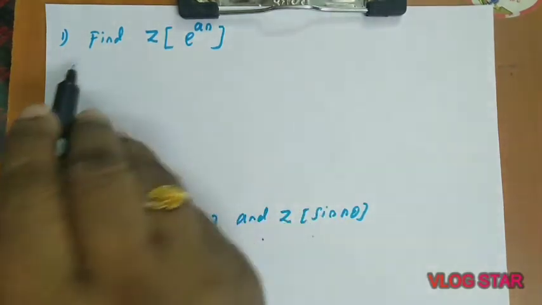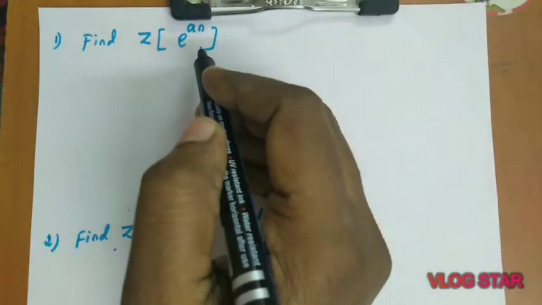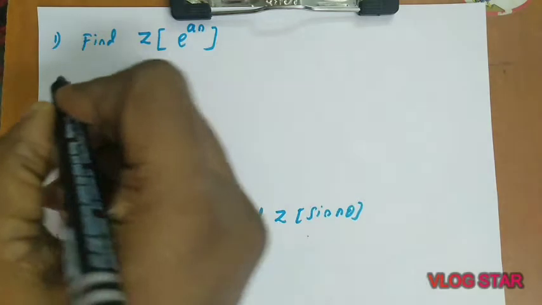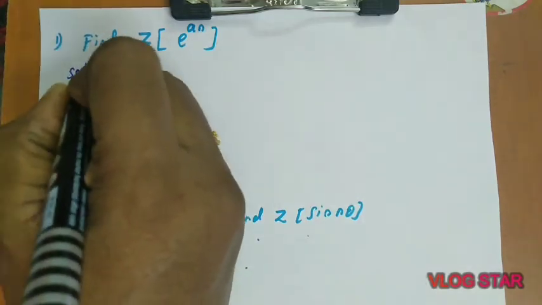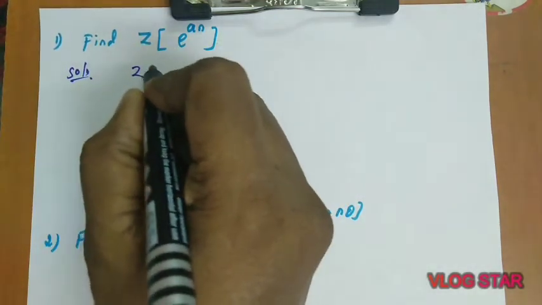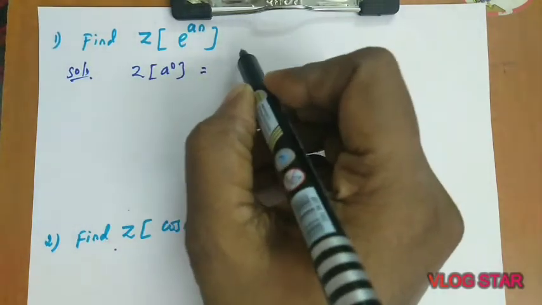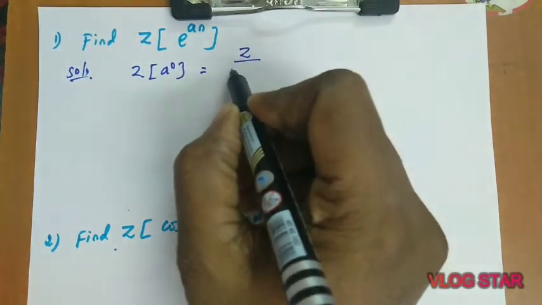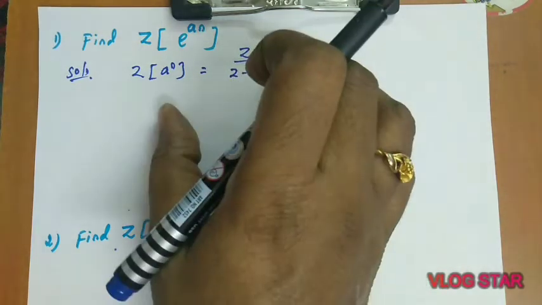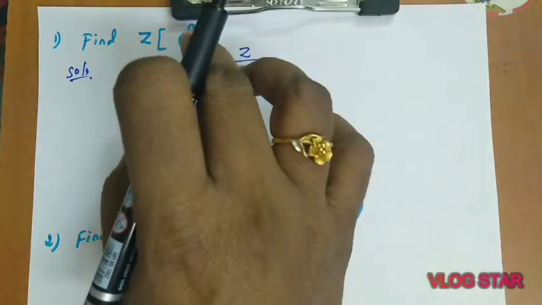Look at the question. Find Z of e power an. So we know a result under the Z transform. Z transform of a power n is nothing but z by z minus a. This result we know very well. So here also we are going to use this result only.